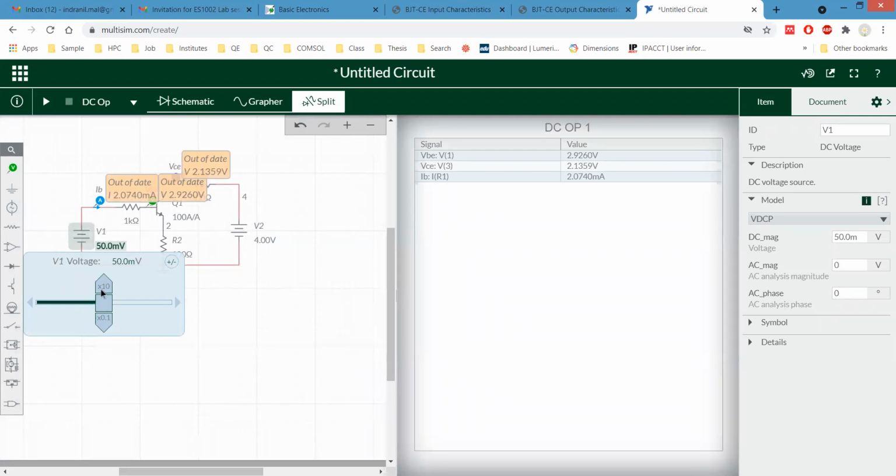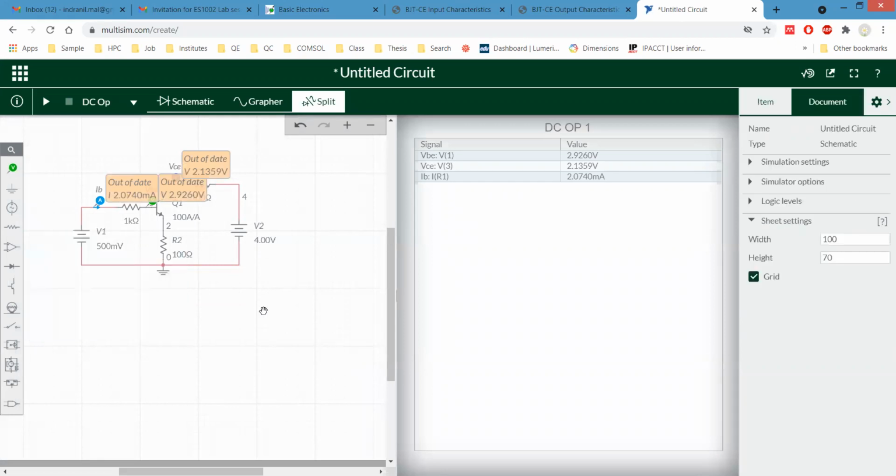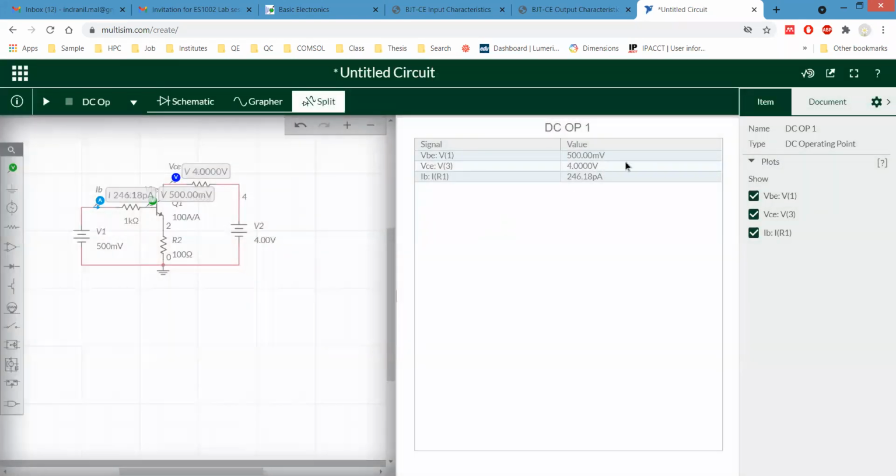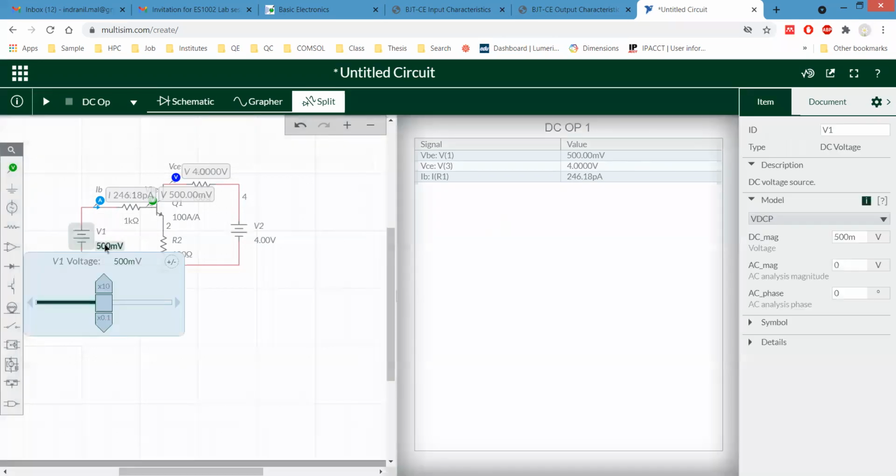Okay, from 500 millivolts we can start. Okay, that is in picoamperes. Then I think we have to increase it.